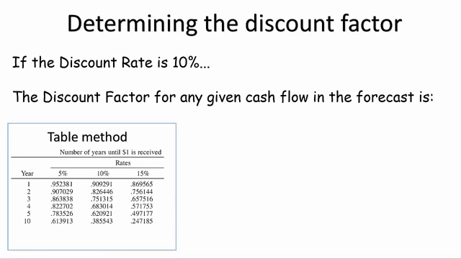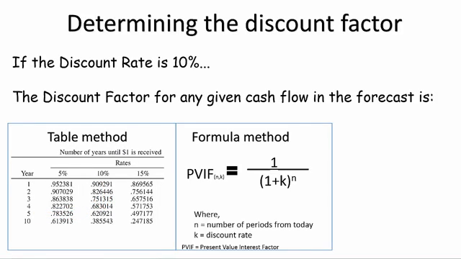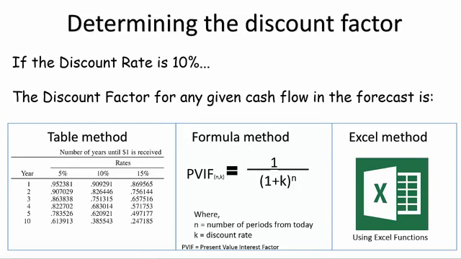You could use a present value table, which tells you the discount factor by lining up your discount rate with the number of periods. You can also use a formula to calculate the discount factor, which is the same as the PVIF, the present value interest factor, which is calculated as 1 divided by 1 plus the discount rate to the exponent of the number of periods that you're investing for. And then finally, you can use Excel and use a function in Excel called present value. Any one of these three approaches will result in the same answer.